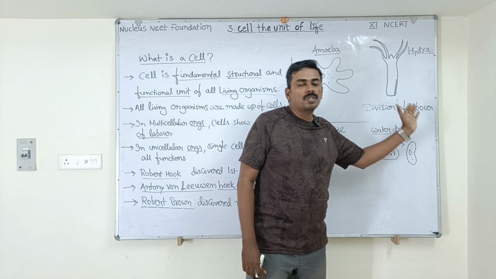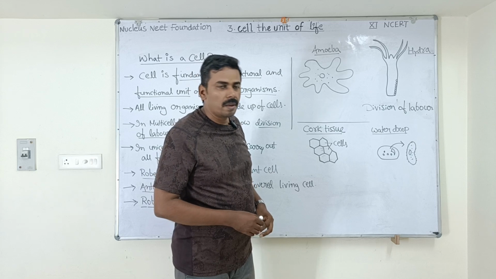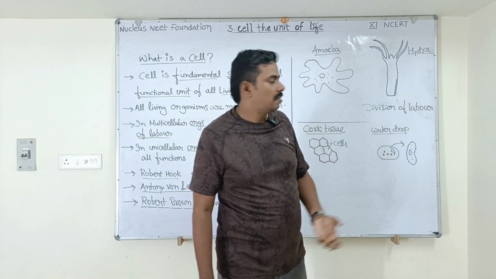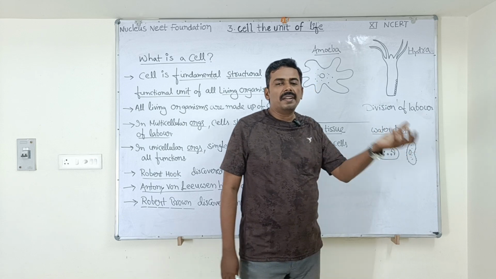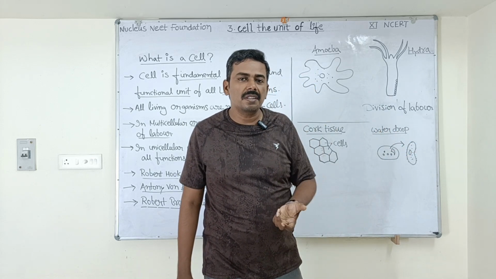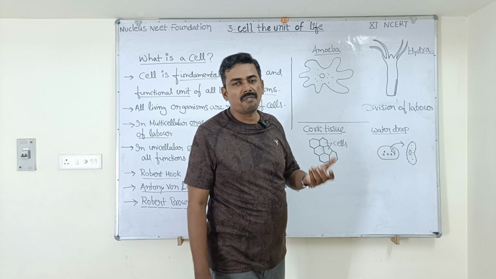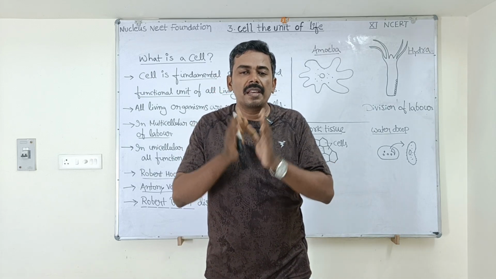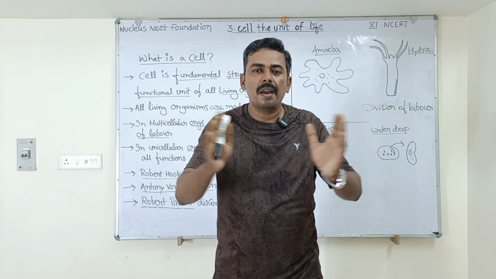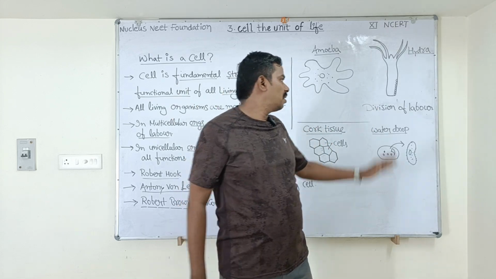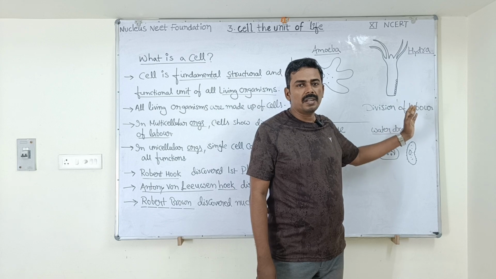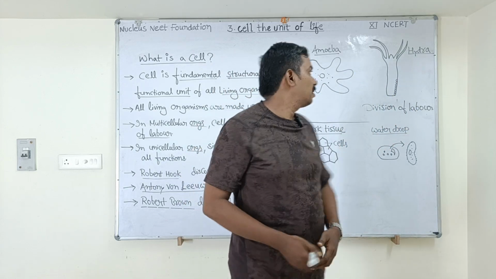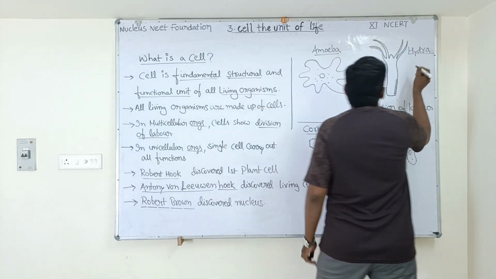Okay, so these cells, they have division of labor. What is division of labor? Some group of cells, they take the task of digestion. Some group of cells, they will take the task of excretion, and some of the cells will carry the function of respiration. So like that, whatever the living activities are there in the living organisms, they will be shared by a certain group of cells. This is called as division of labor, a very important character which we can see in the multicellular organisms like your hydra.